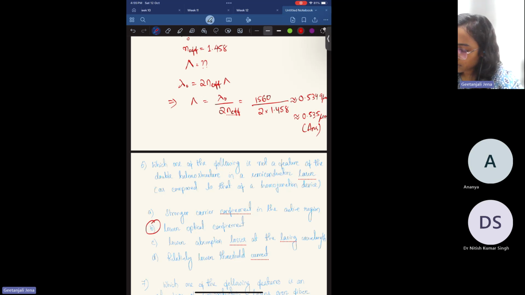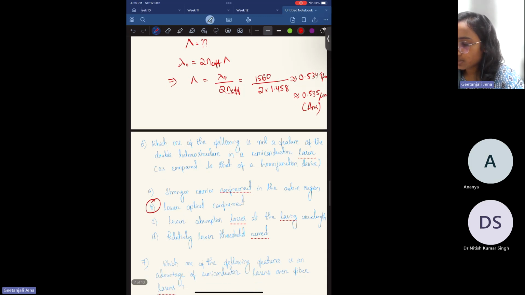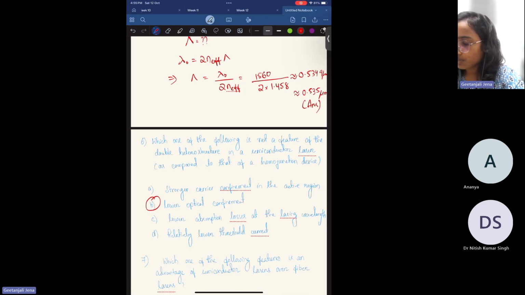And the other option C is lower absorption losses at the laser wavelength, which is also possible because optical confinement decreases the losses, and relatively lower threshold current, which is also correct. So the option which is not a feature of double heterostructure is option B, which is lower optical confinement.